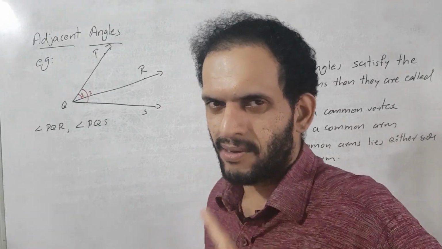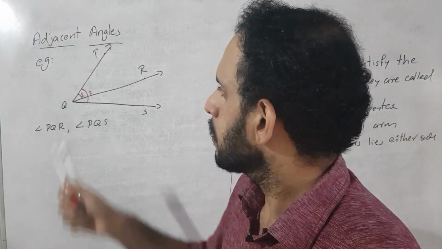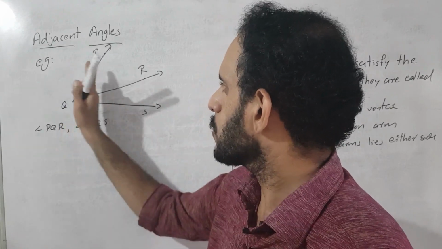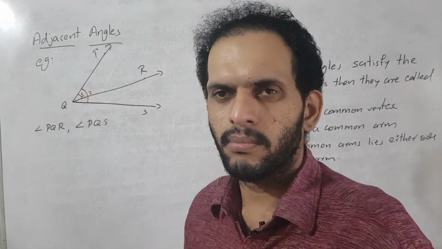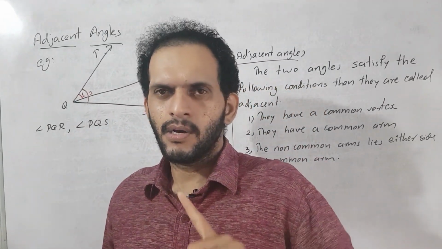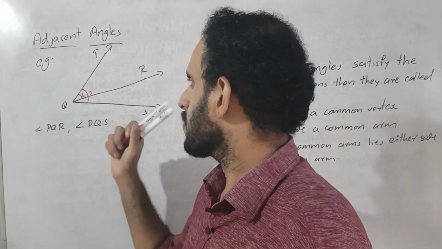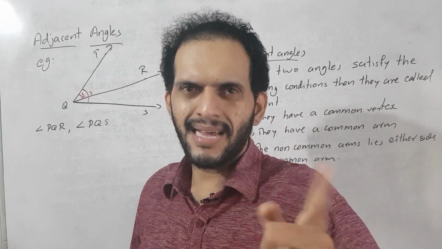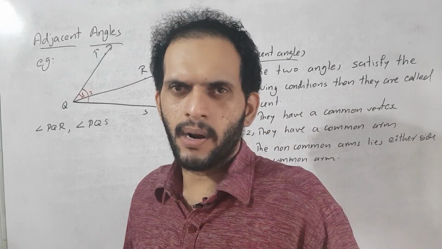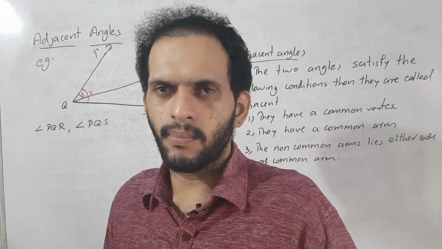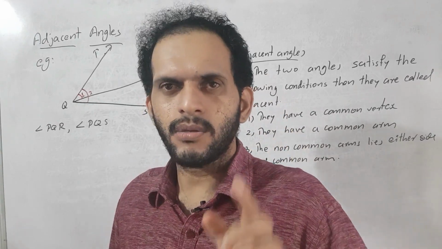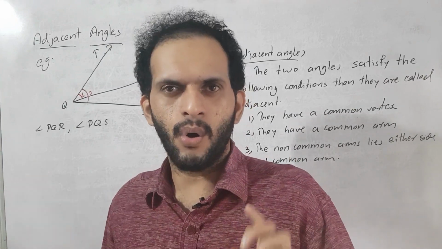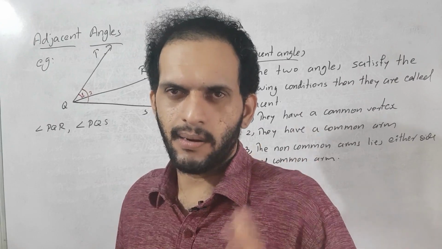The answer is no. Why? Because PQ is the common arm, and QR and QS lie on the same side of the common arm. Here QR and QS are the non-common arms. They are not on different sides, either side, of the common arm. Both lie on the same side of the common arm. So it's very clear the third condition is not satisfied. That's why these two angles are not adjacent angles.